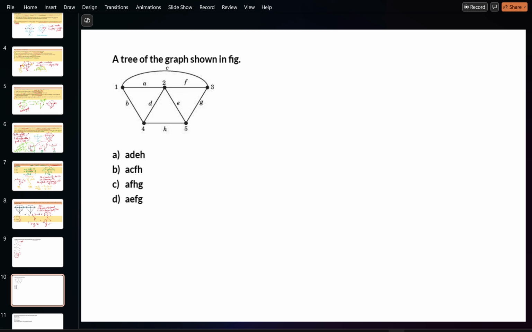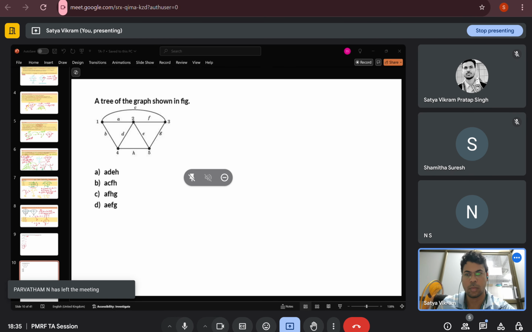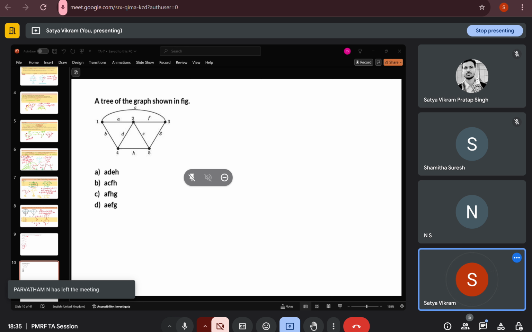Try to solve this. You have to tell me that, suppose there are branches A, D, E, H, so these are A, D, E, H. You have to tell me which branch combination is actually forming a tree. Write the answer in the chat box.